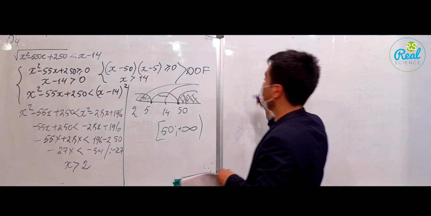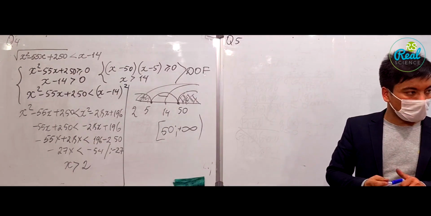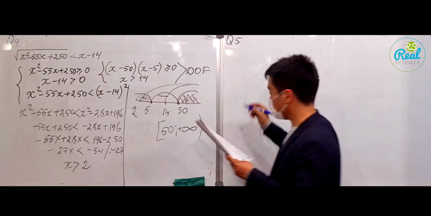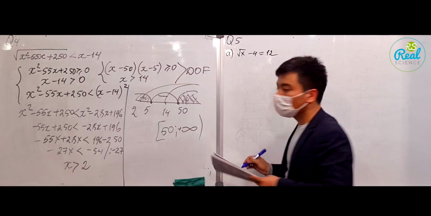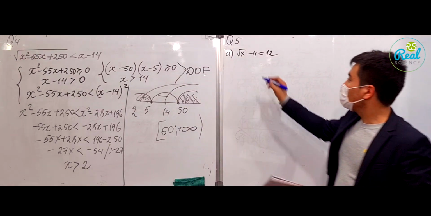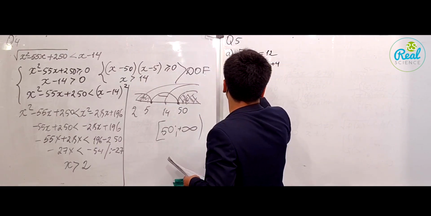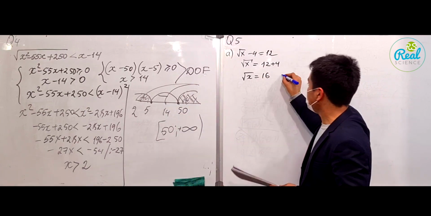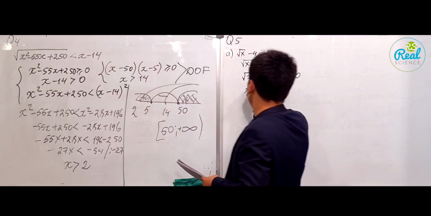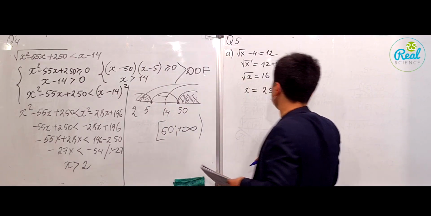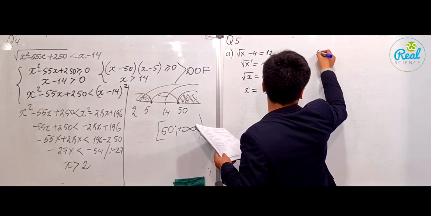So, question number 5. Students, now we are studying equations. Irrational equations, A1. First of all, we'll find the domain. 16. And x must always be greater than or equal to 0. And raise to the second power, 256. This is A1.